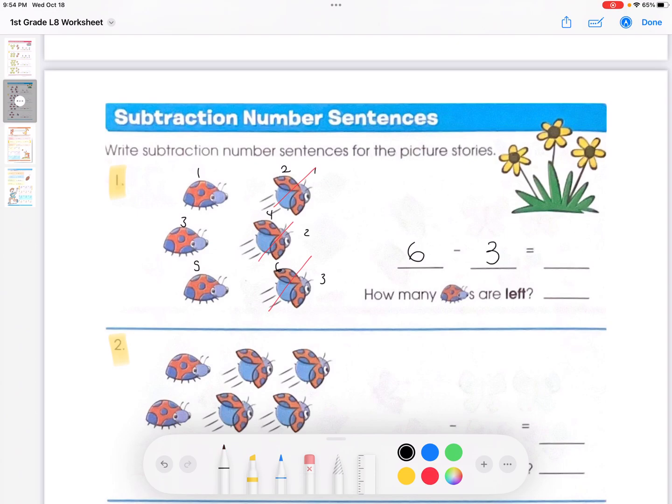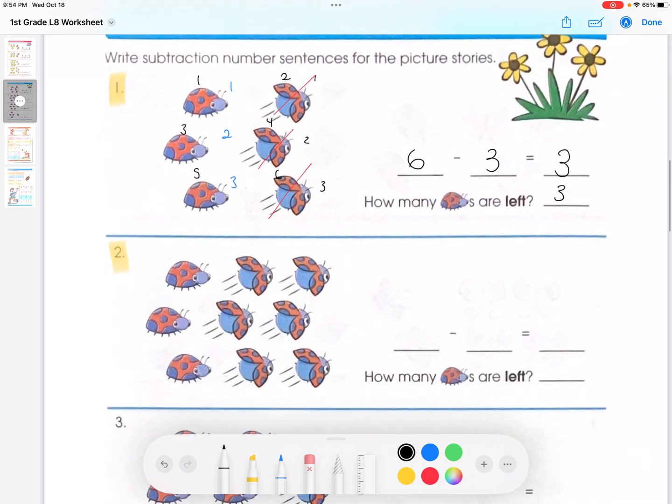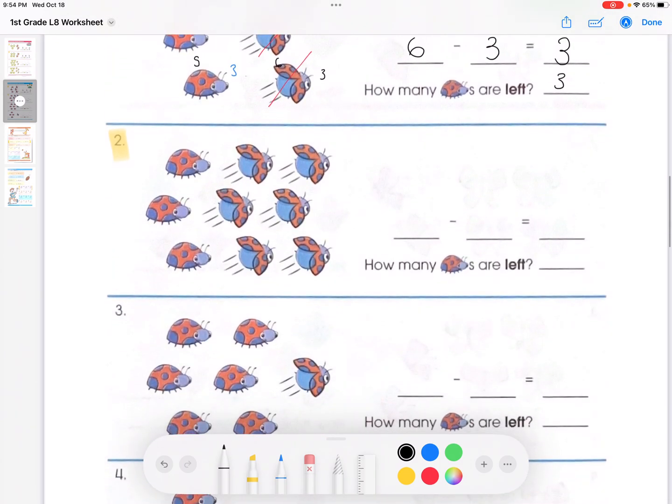We have 1, 2, 3 left. So 6 minus 3 is 3. So how many ladybugs are left? There are 3 ladybugs left. Moving on to number 2.